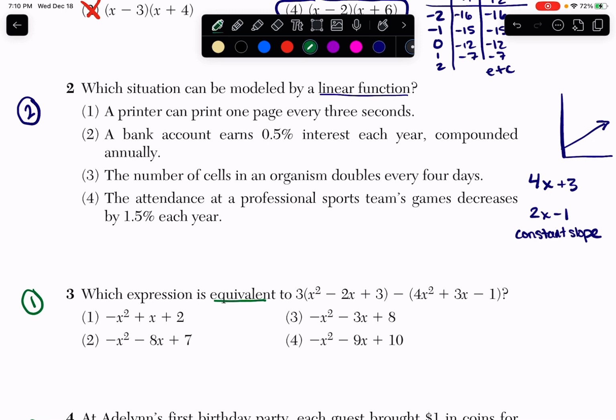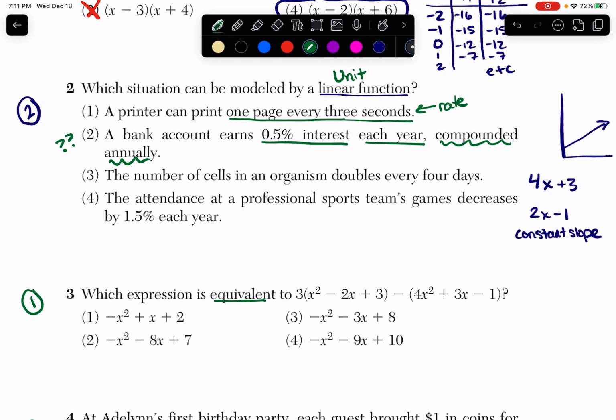First, a printer can print 1 page every 3 seconds. So 1 page every 3 seconds sounds like a rate, and it sounds like this rate does not change. Number 2, a bank account earns 0.5% interest each year. That also sounds pretty consistent, but I see some words that I have not studied yet. I studied linear functions in Unit 2, and I have not heard the words compounded annually. I know we have not studied interest, so I'm going to put some question marks here. That sounds like maybe it's from a future unit.